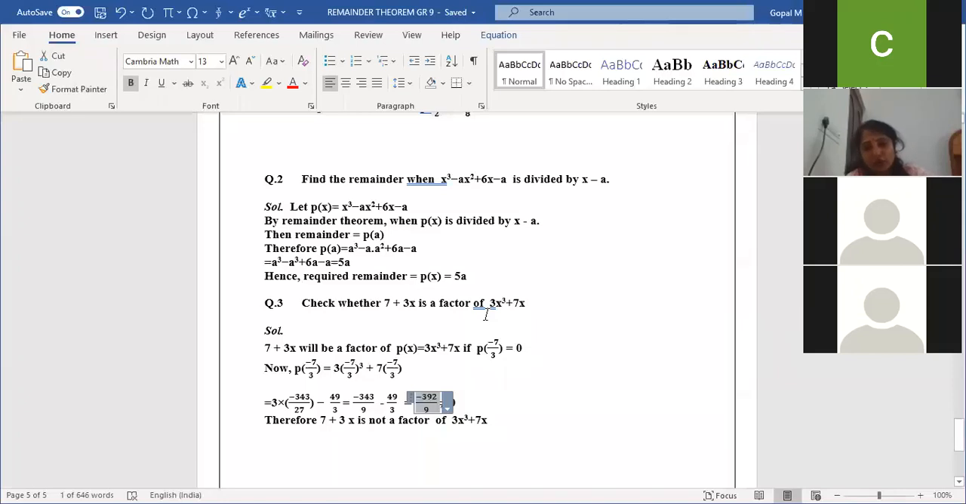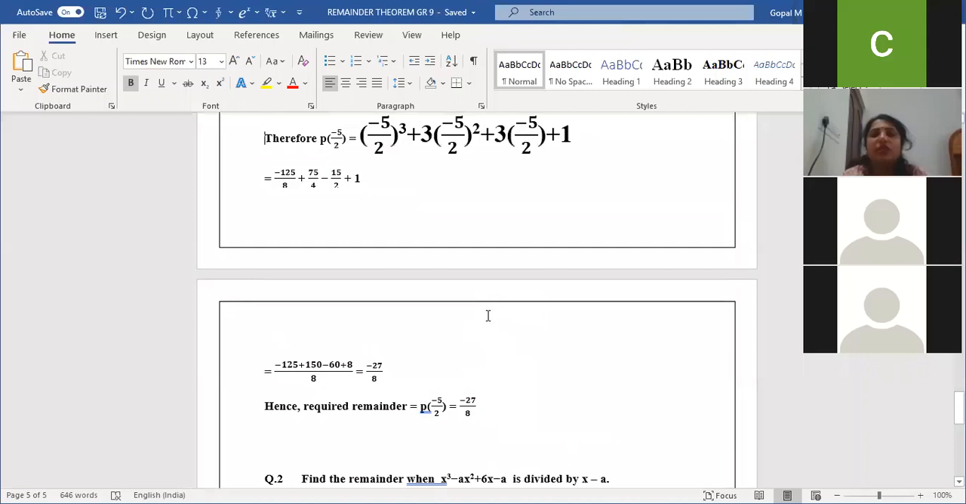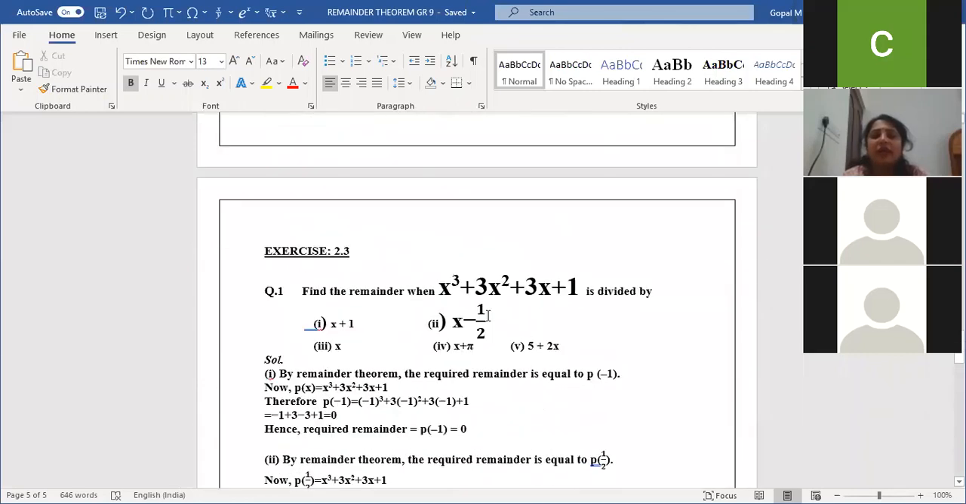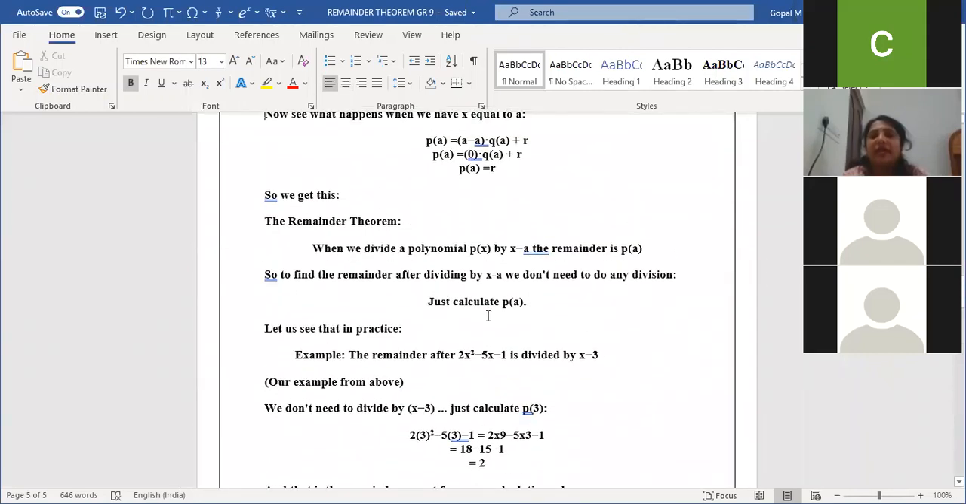Anyone have any doubt in today's class? No, ma'am. Any doubt, children? No, ma'am. Explain the meaning of remainder theorem.